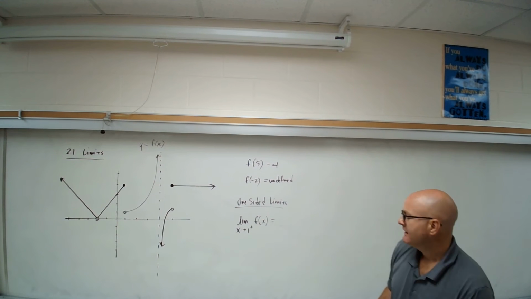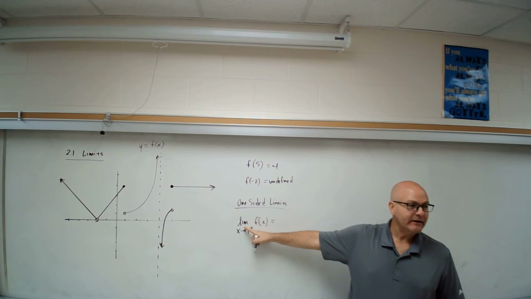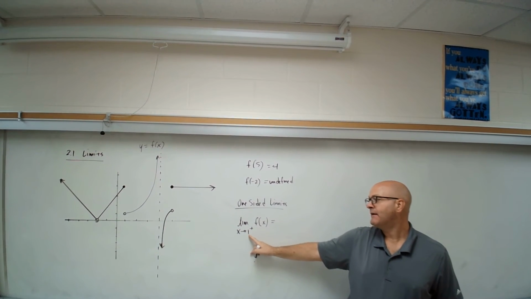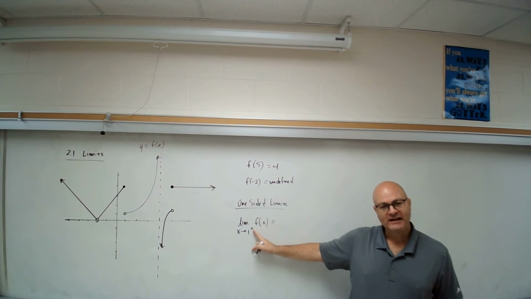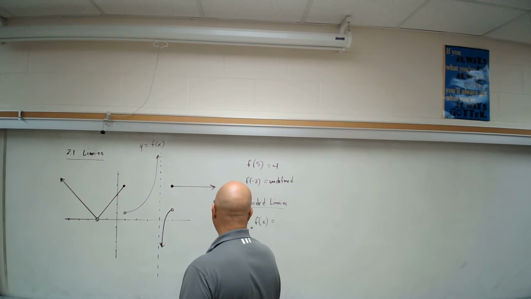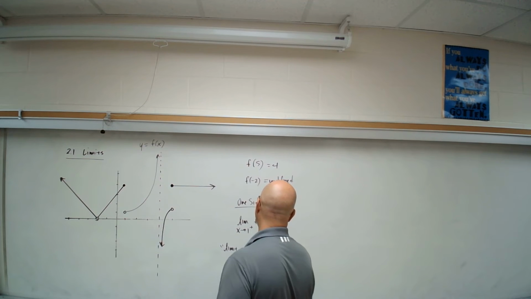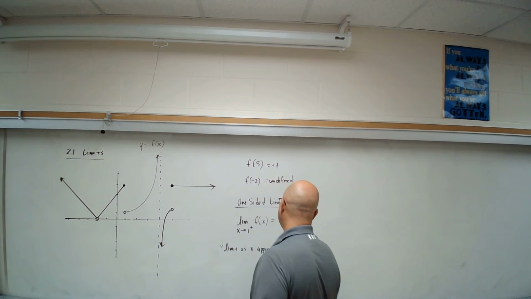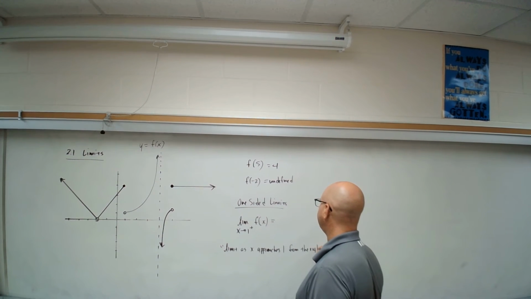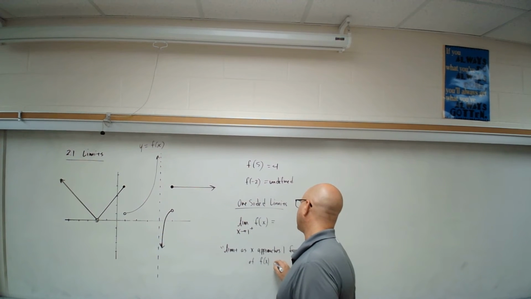A bunch of things go on here. LIM means we're taking a limit. You need to have that there. And this says x approaches 1, but then it has a plus sign up where the exponent would go. So it would be the limit as x approaches 1 from the right of f of x.